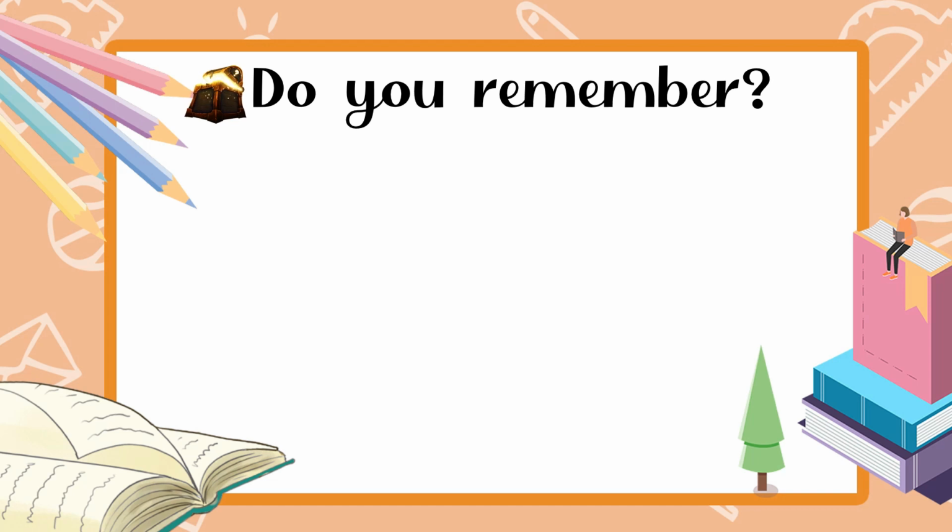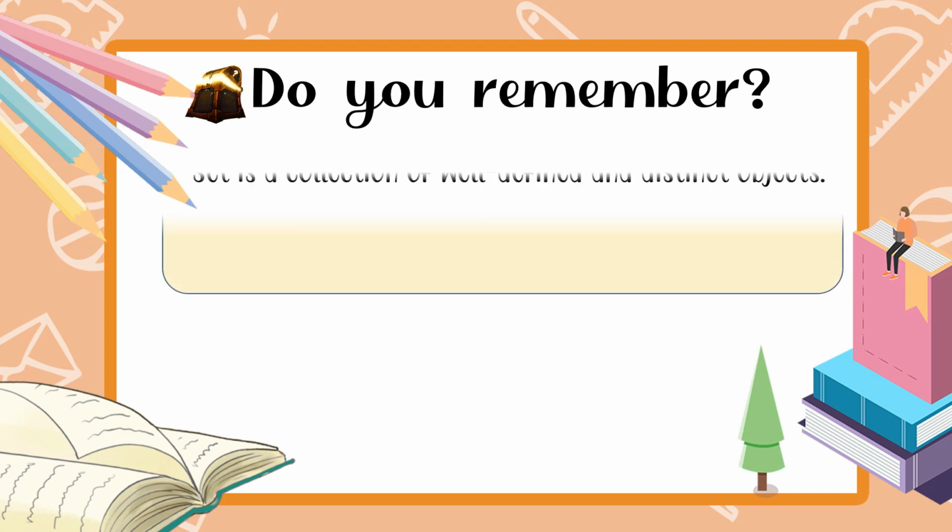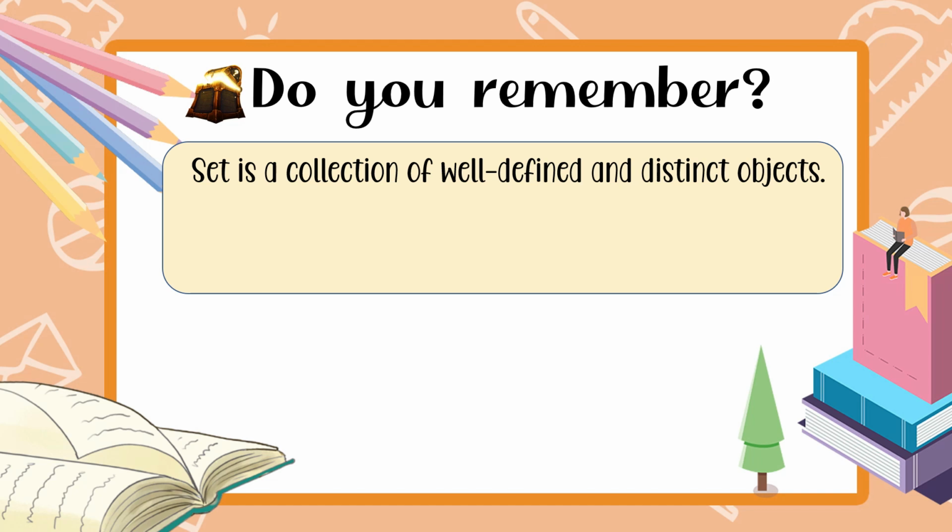Do you still remember what is a set? A set is a collection of well-defined and distinct objects. I have here two sets, and let us try to determine whether these sets are well-defined or not well-defined sets. The first one, set of colors in the rainbow. Is it a well-defined or not well-defined set? This one is a well-defined set kasi kaya nating ma-determine yung mga elements ng set na ito.